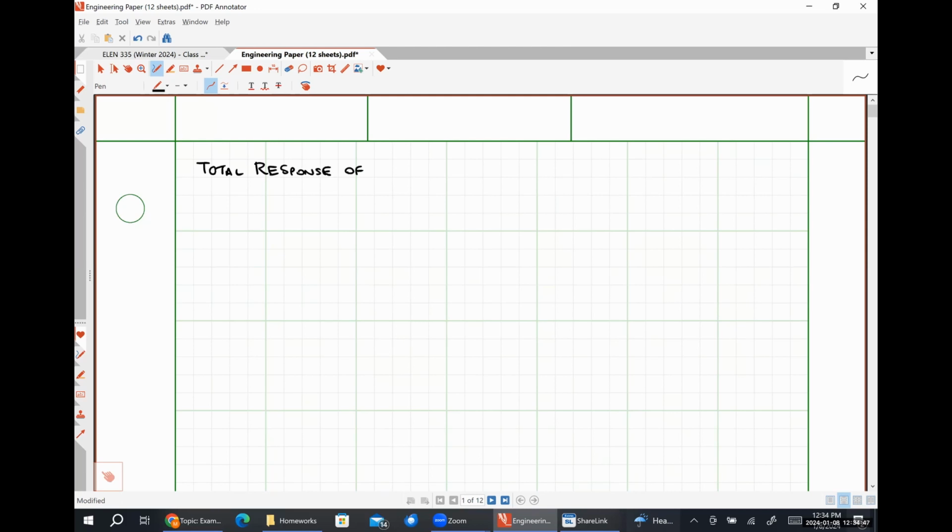Total response of general RLC circuits. So to review very briefly what we've done to this point, let's look at a parallel RLC circuit over here on hopefully just the left.